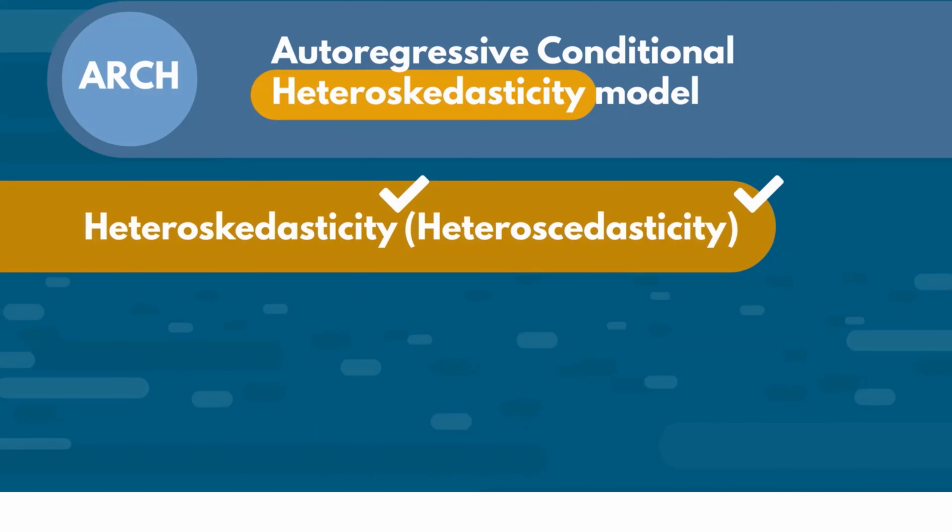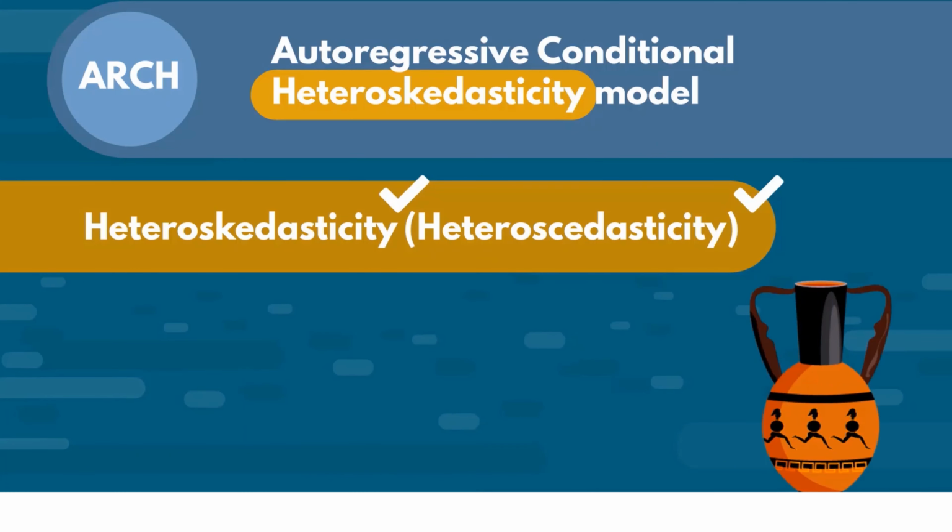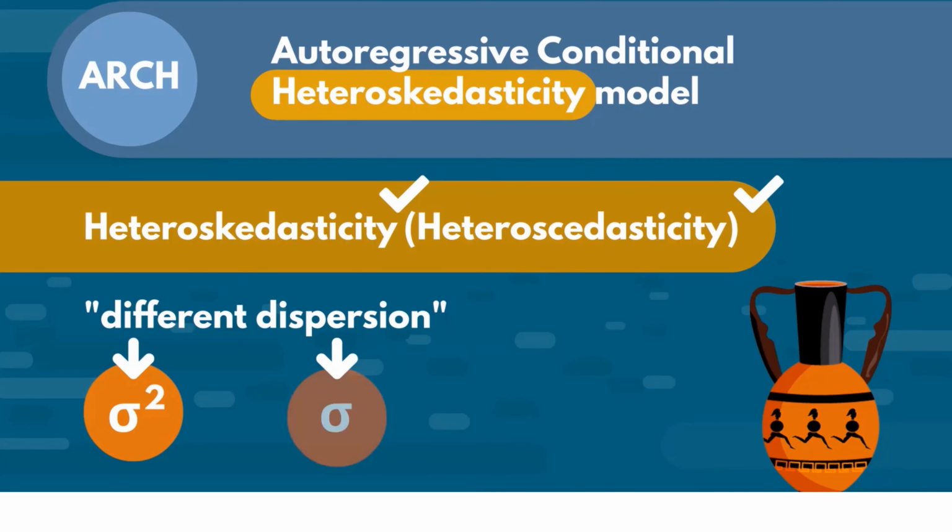The word heteroskedasticity comes from ancient Greek. Its literal meaning is something along the lines of different dispersion. As you're aware, the most commonly used measurements of dispersion are variance and standard deviation. And since we have a direct relationship between the two, we are only going to focus on the former.